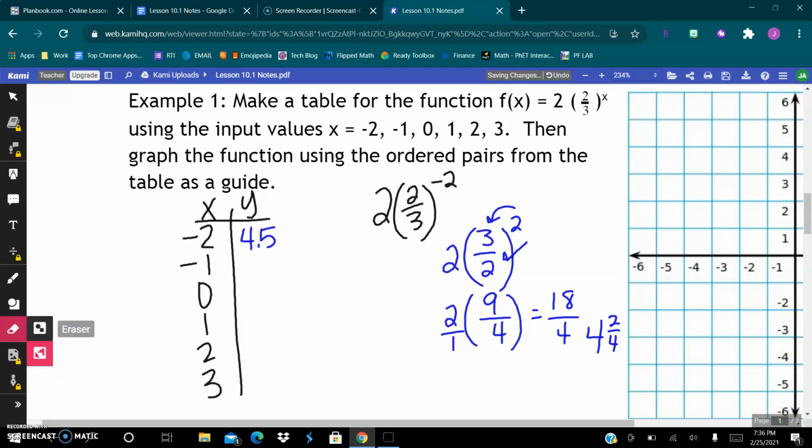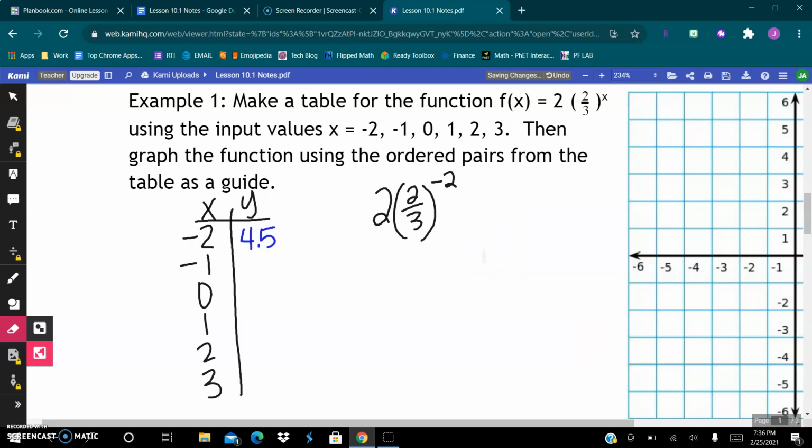Now, we have access to calculators, and we will be using those to figure out these answers here. So the next one I'm going to do is -1.